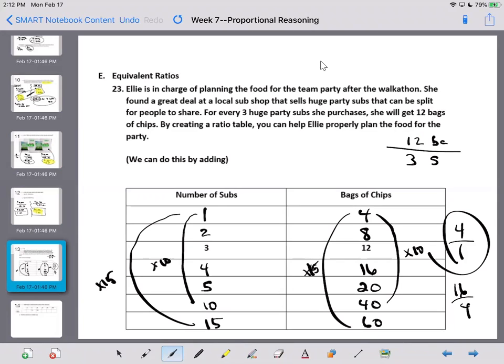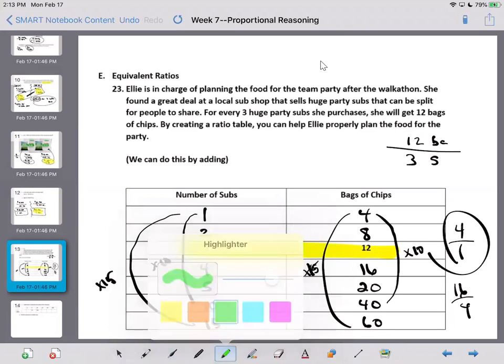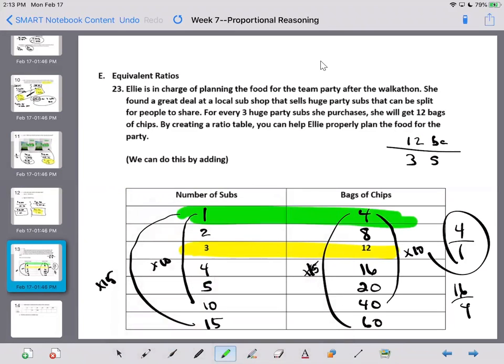So that's how we can do it. Here's what we knew originally, and that was all we knew. So we scaled the table down and simplified it to find the unit rate in green. And then once we found the unit rate, we could find any of them by scaling it up.